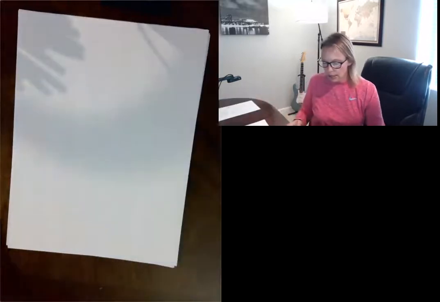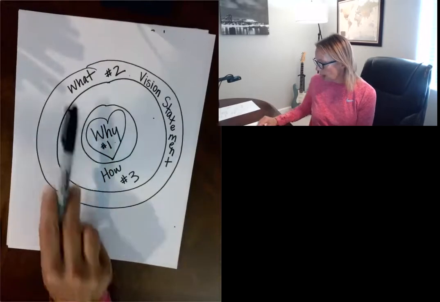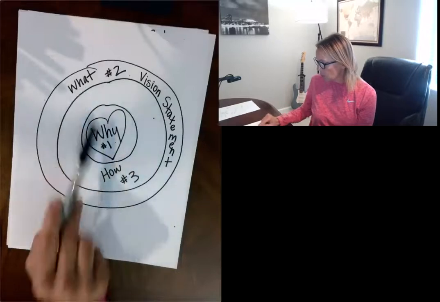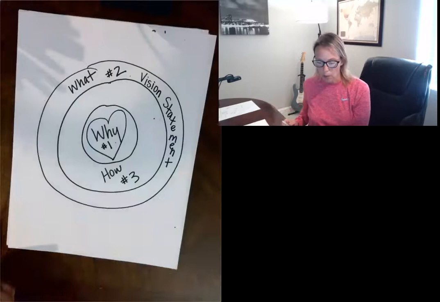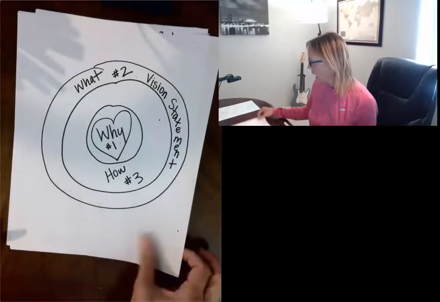The next thing that we talked about was Simon Sinek's work: starting with the why, then developing a vision statement, figuring out the what, and then going into the how. And so I've already talked a little bit about some of the how.